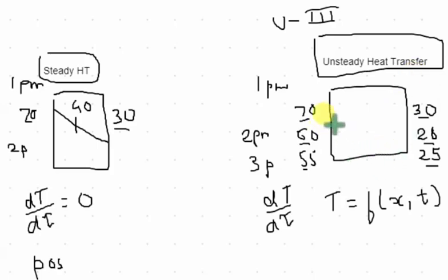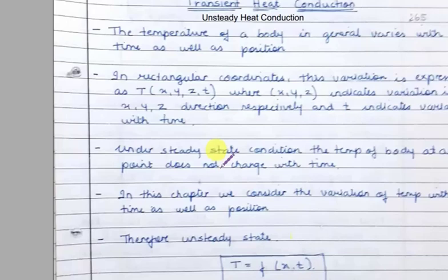It means as you change the location, if you move in the x direction, the temperature will change, right? And as time passes, the temperature will change. I hope you have got a clear understanding of what is meant by steady state heat transfer and unsteady state heat transfer. Now for unsteady state, I will list all the practical applications. So let's move on to the theory now.